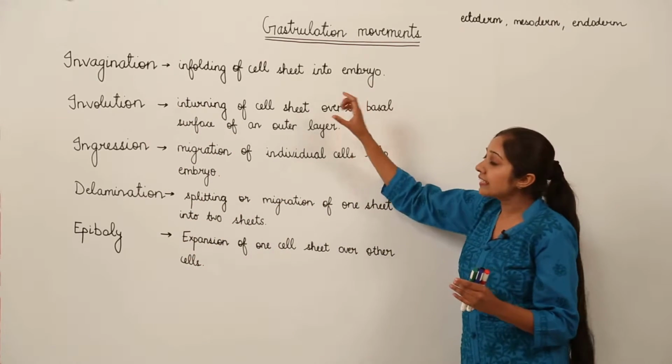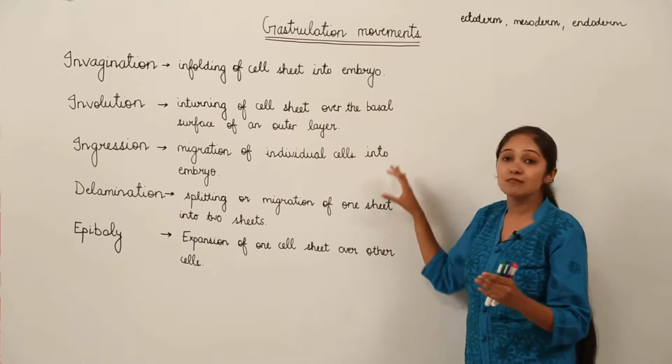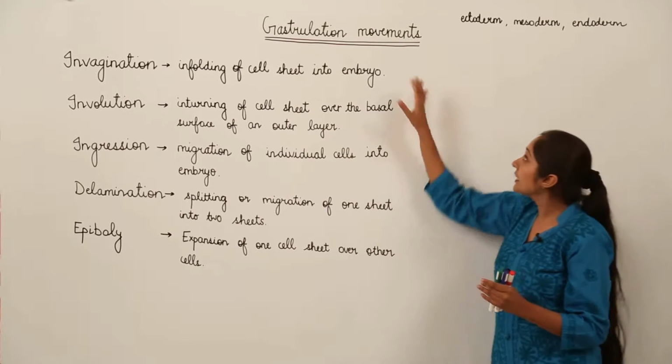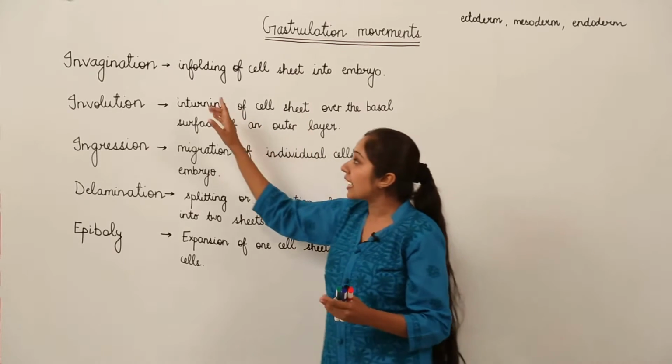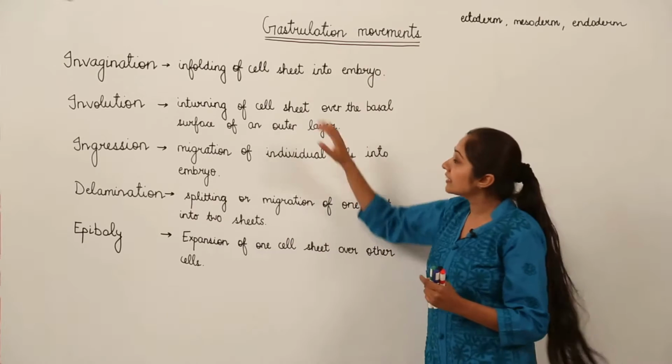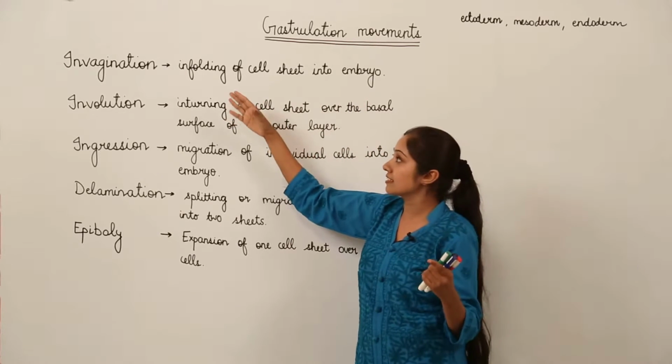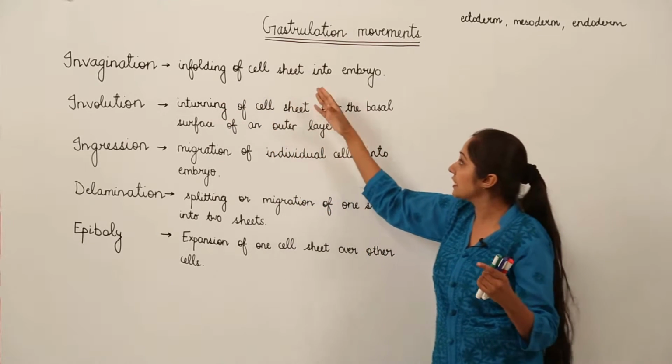When we study these types, we'll discuss how the cell movement takes place so that these three germ layers are formed. Let's begin with the first type, that is invagination. As you can read in the definition, the term invagination means enfolding of cell sheet into the embryo.